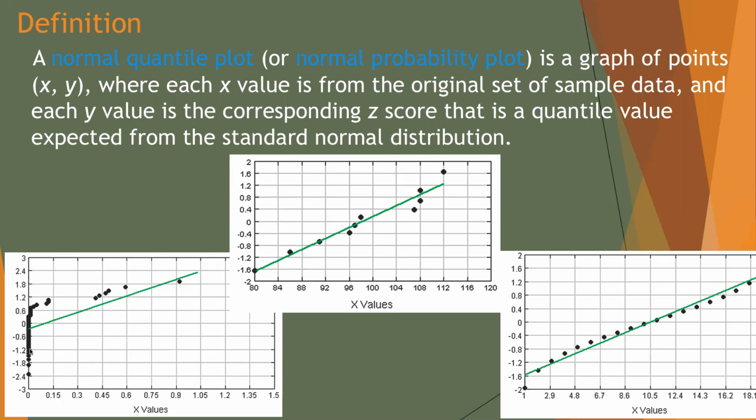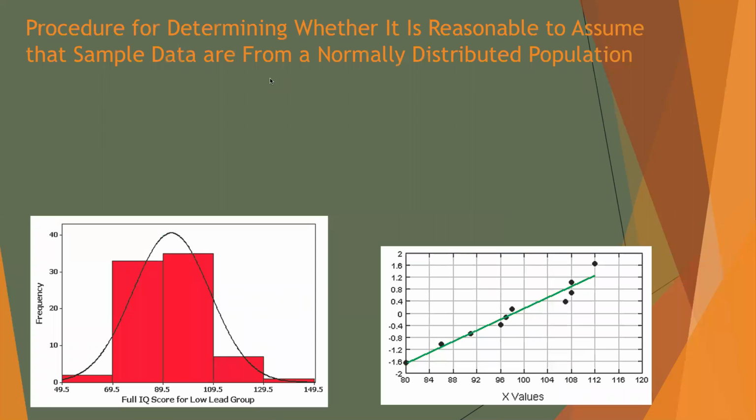You'll see that this is not normally distributed data. It's actually skewed. And then this looks more like a normal distribution. And then you'll notice this one has a wave shape to it. I believe this is a uniform distribution. So determine whether it is reasonable to assume normality.